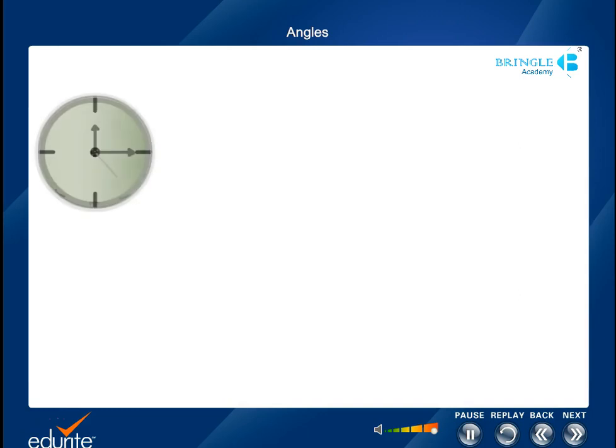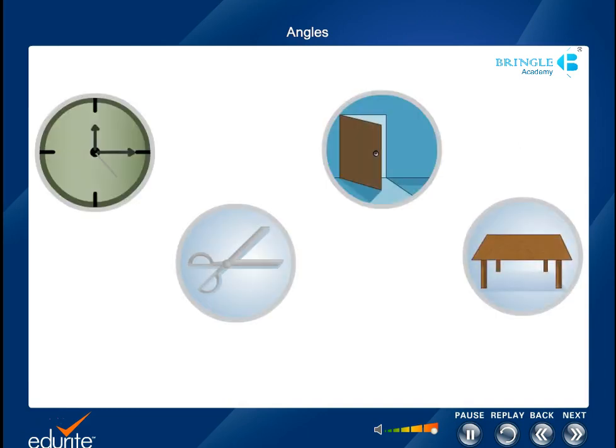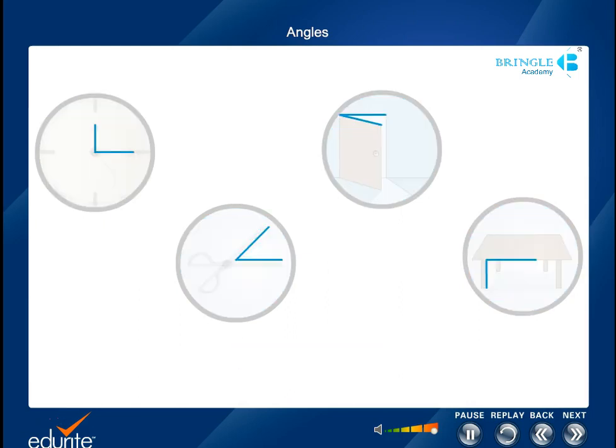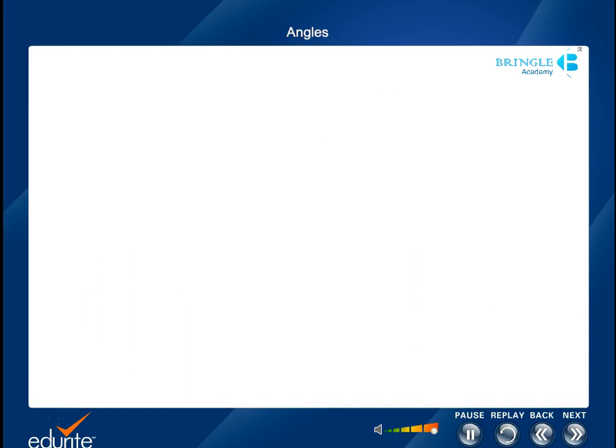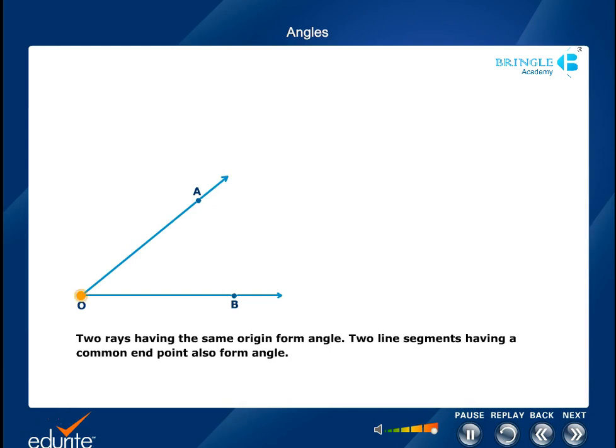Let's look at the hands of a clock, a scissors, a door, and a table. We shall replace the parts of the objects by lines. You now know what an angle looks like. Thus, two rays having the same origin form an angle. Two line segments having a common end point also form an angle.